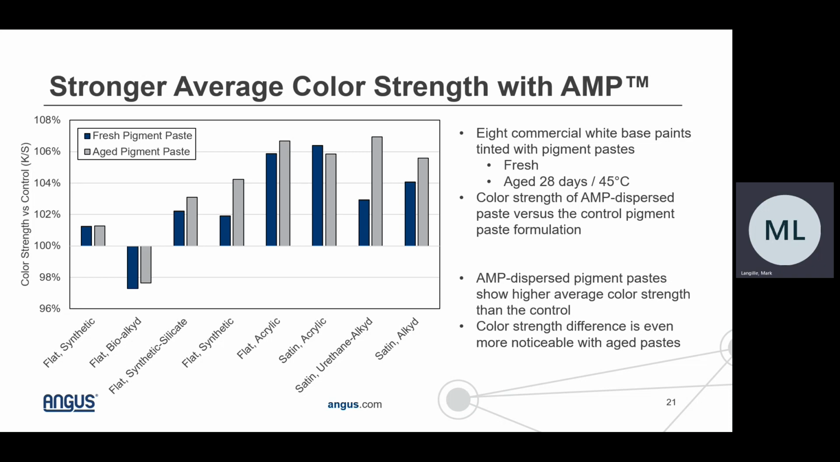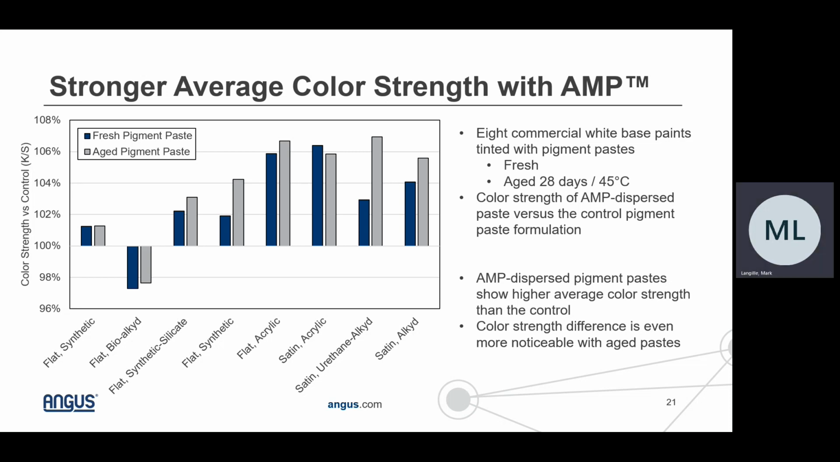And finally, we wanted to evaluate the effectiveness of these 2 different pigment pastes in white base paints. So we selected 8 commercial white paints and tinted them with the 2 pigment pastes. We looked at differences in color strength of the AMP paste compared to the control. What we find is that although there is some variability in performance between the different base paints, 7 of the 8 showed improvements to color strength with AMP, which is the data in the dark blue bars.